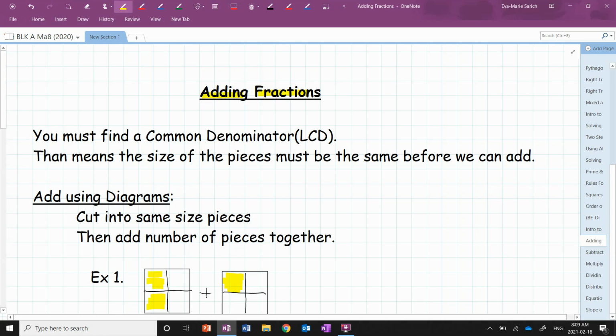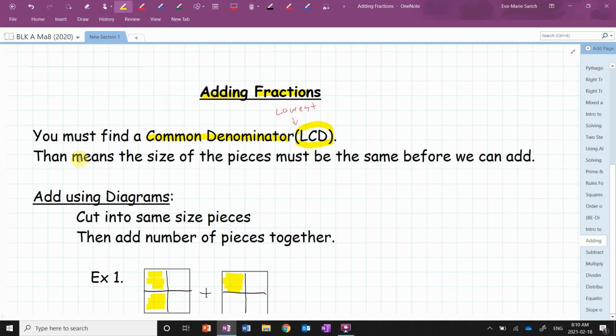Now, the thing that makes adding fractions more difficult is that we must find a common denominator. And I often refer to the LCD, meaning the lowest common denominator. It actually is best if you find the lowest common denominator because it keeps your fractions smaller, right? So L being lowest common denominator. So what does that mean, finding the lowest common denominator?